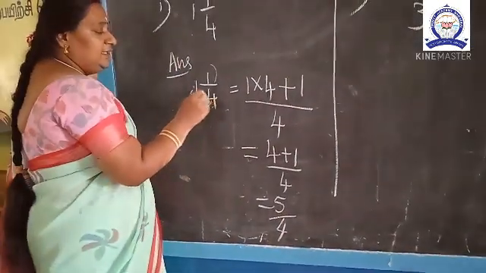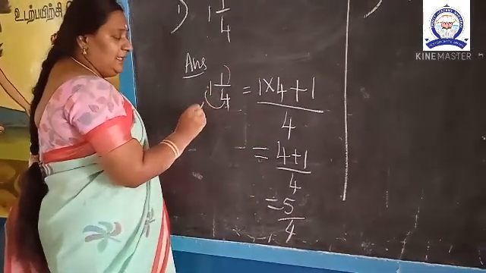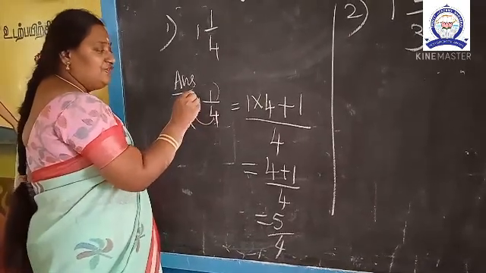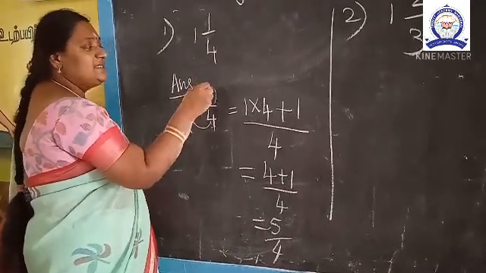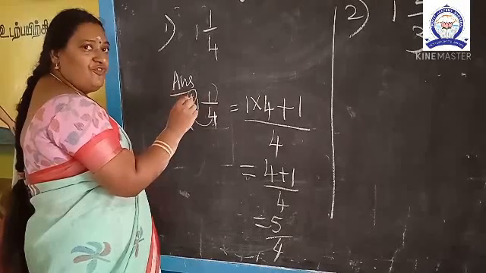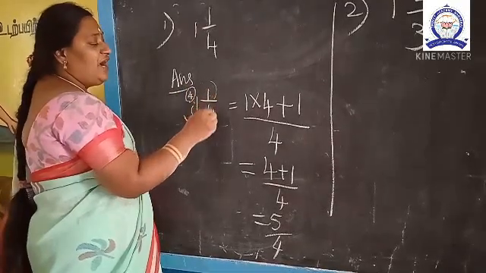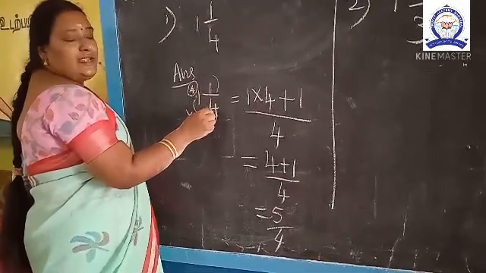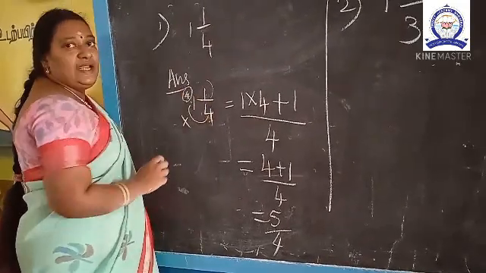So என்ன பண்றேன் சைடுல இருக்கிற நம்பரையும் டினாமினேட்டர் நம்பரையும் மல்டிப்ளை பண்றேன். 4 ones is 4 plus that numerator number. 4 plus 1 is 5 by that denominator number, same. 5 by 4 is your answer.